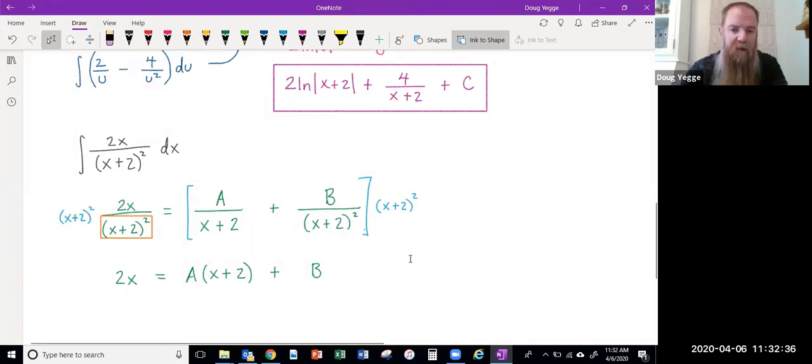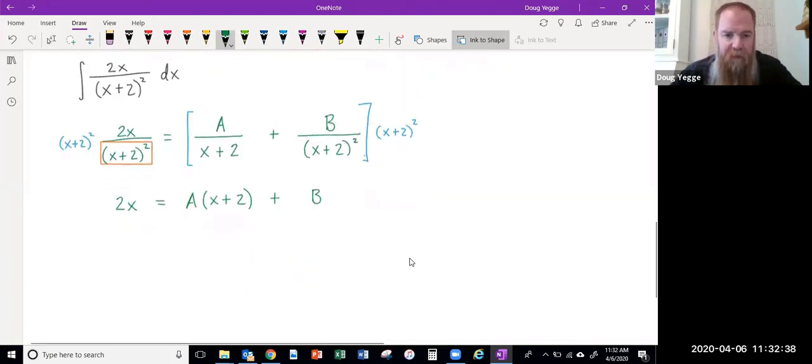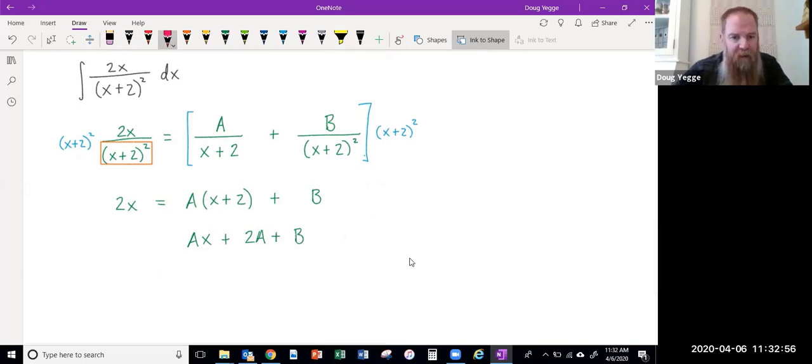So again, just doing a little algebra, let's extend this a little bit. This gives us that the right side is going to become ax plus 2a plus b. So I'd like you to realize first that a is the coefficient of x, and I'd like you to realize that 2a plus b is the constant. Okay.